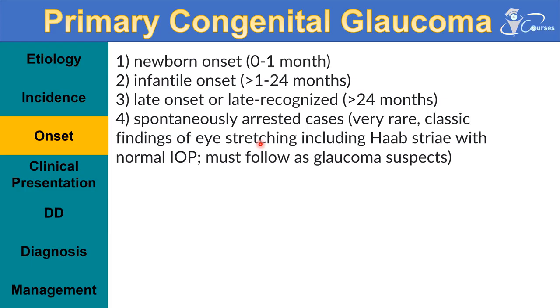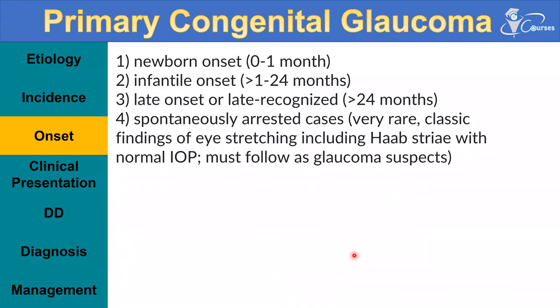Like you find a case of congenital glaucoma with Haab's striae, but with normal intraocular pressure. What happens is that those patients had congenital glaucoma and Haab's striae, but suddenly, for unknown reason, the progression of glaucoma was arrested even without treatment. This is very rare. However, it can occur, and we always need to follow up those patients as glaucoma suspects. They can develop high intraocular pressure at any time.